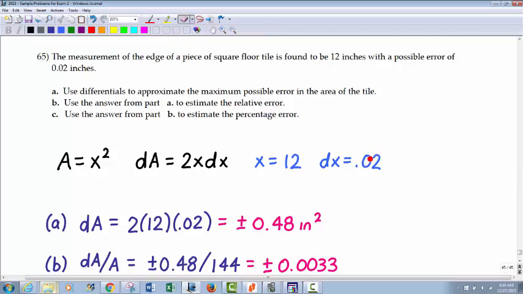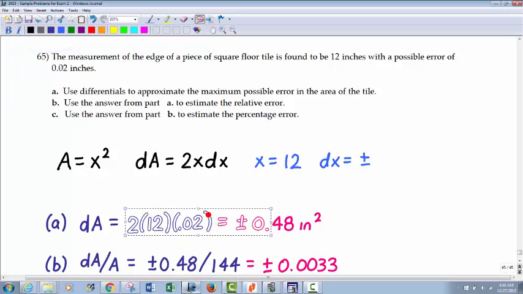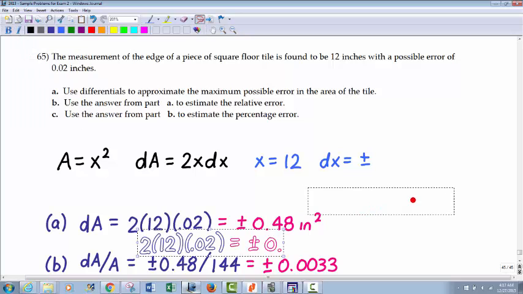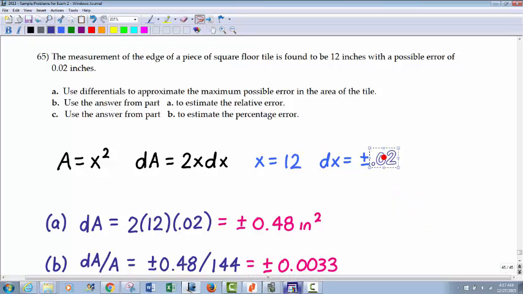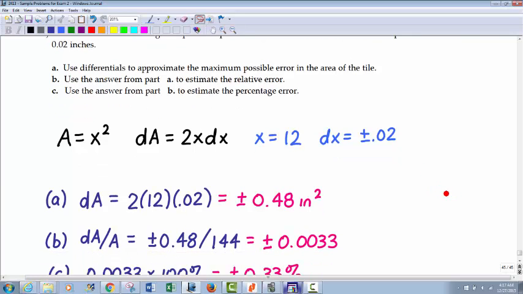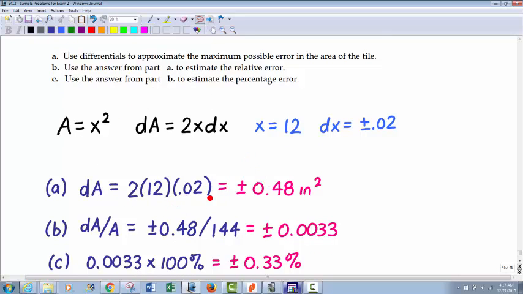I forgot to write the plus and minus, but I put it in the answer. So for the area, the actual dA measurement would be 2 times 12 times 0.02, so you're saying plus or minus 0.48 inches squared.